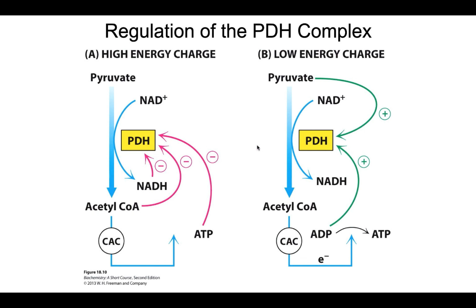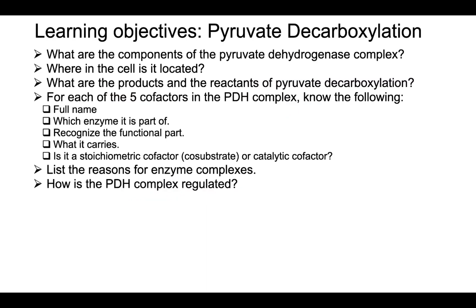Now, a low energy charge, so if instead of a lot of ATP you have a lot of ADP, and if you have a lot of pyruvate sitting around, as in, hey, we've got plenty of our reactants, we can go ahead and break them down, then those are going to be allosteric activators of the pyruvate dehydrogenase complex. They're going to bind to that PDH complex and activate it so that we break down more pyruvate and build up more ATP.